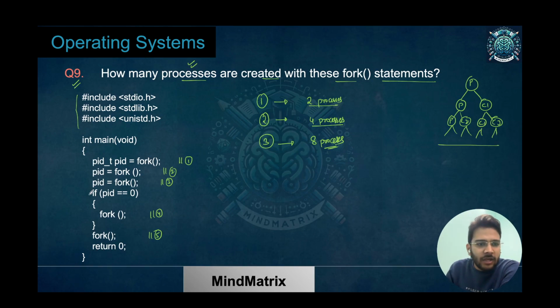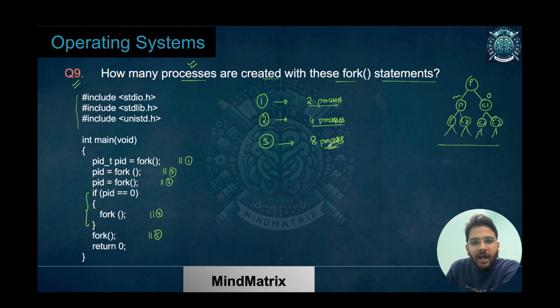Now carefully see this. If PID is equal to 0, then you have to execute this one. Now carefully understand this: when we call the fork system call for the first time, one child will be executed, so a 0 value will be there for the child and some non-zero value will be there for the parent, right? That means every time we call the fork system call, half of the processes are going to be child processes, half are going to be parent processes.